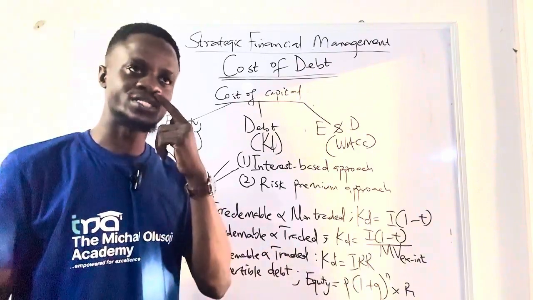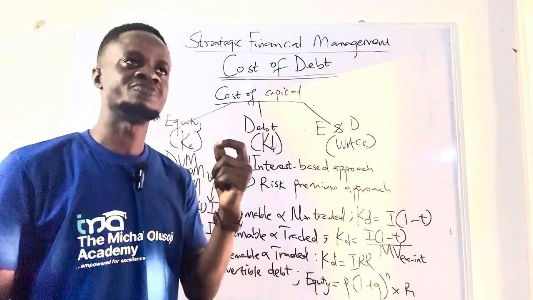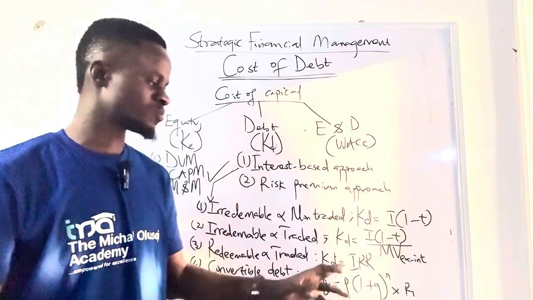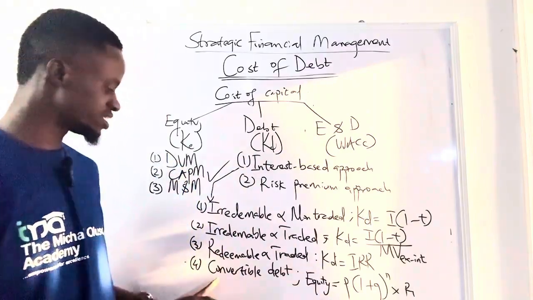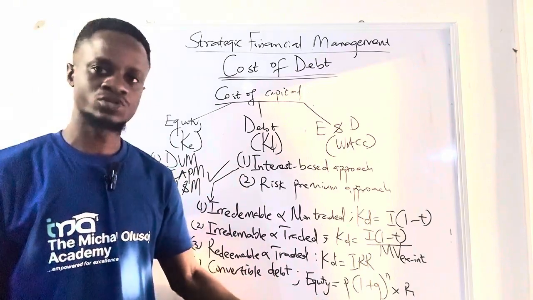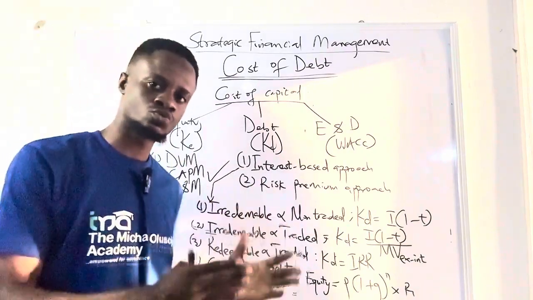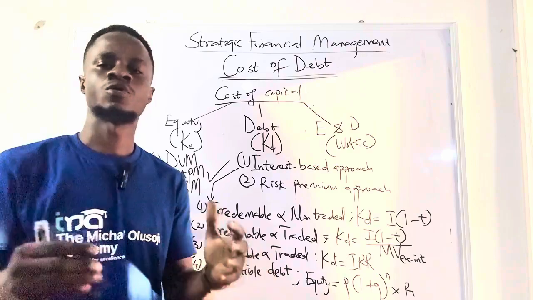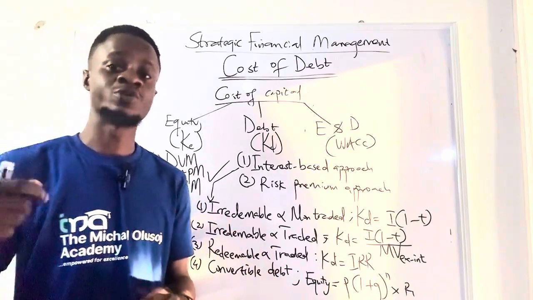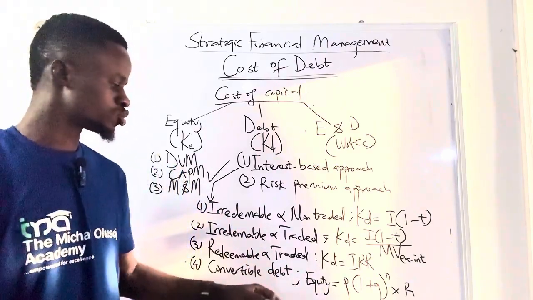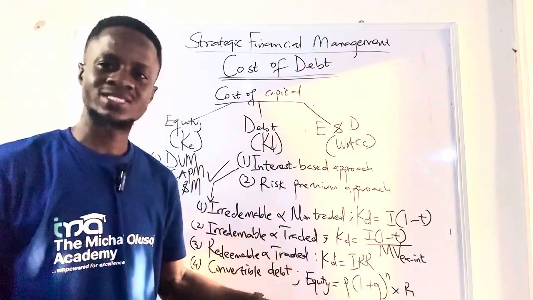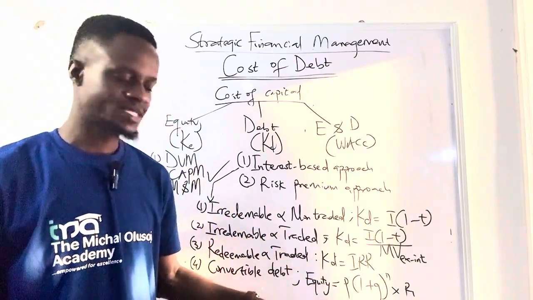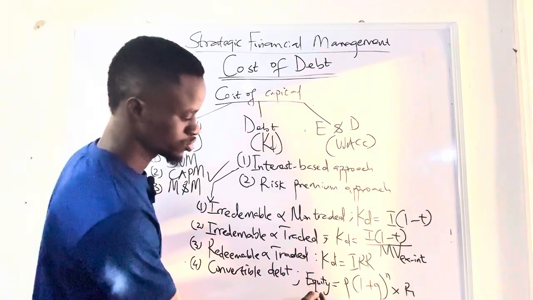And redeemable and traded is talking about IRR. IRR is the rate that makes NPV equal to 0. I'm going to specifically talk about IRR later. And this convertible debt, this is it. I told you that you have an option to either convert to equity or receive cash, because they will pay you later. So this is the formula, and it is just like future value. It's giving future value stuff.